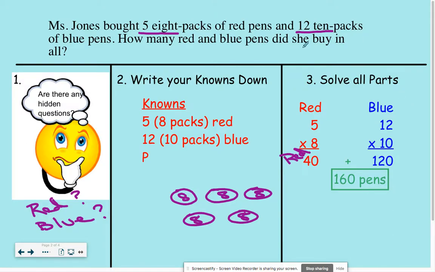Now we're finding some key words. Here's a keyword: we had red pens and we had blue pens. And then another one is, how many did she buy in all? Anytime we're talking about in all, that is a total amount. So we're trying to find our total amount, which meant that all of these other things were parts. So I'm going to do my 40 red pens plus my 120 blue pens to get 160 pens total.